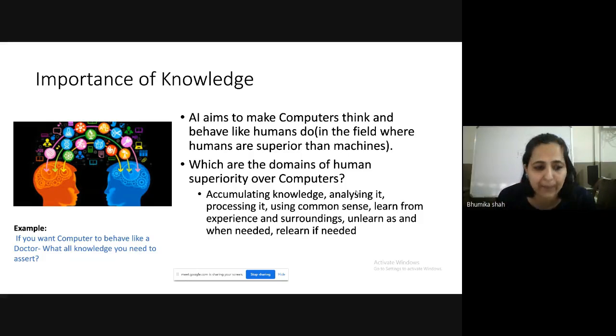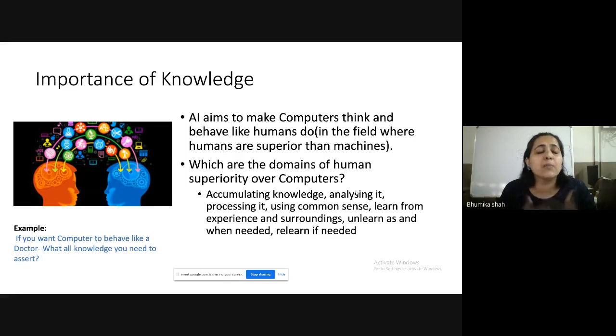Let us take one example. If we are talking about doctors, human experts, we know that doctors have their own domain knowledge. If we want computers to behave as well as doctors do, like a human expert, we want a medical expert system. So what knowledge will we have to assert to these computers? We have to provide all the medical domain knowledge to computers so that computers will be able to behave like a doctor. Now that is not enough.